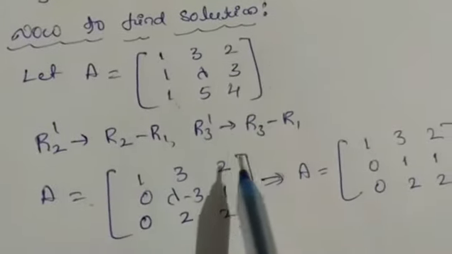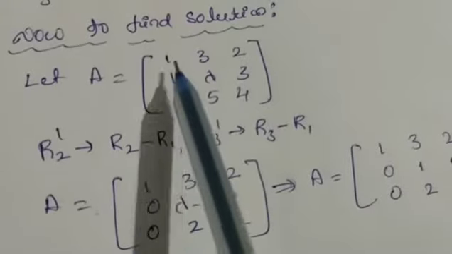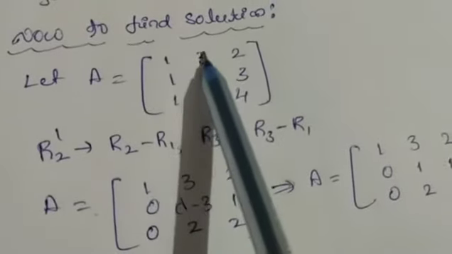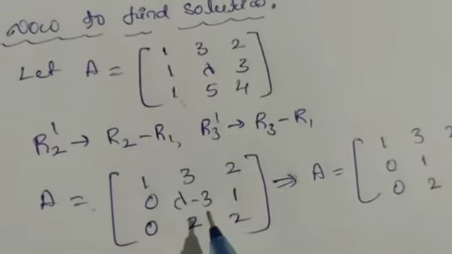3 minus 2 is 1. And the third row changes to third row minus first row. 1 minus 1 is 0. 5 minus 3 is 2. 4 minus 2 is 2. So here we know the value of lambda.